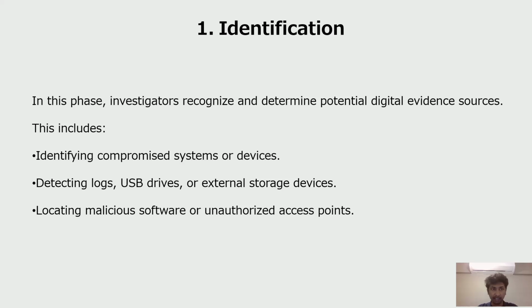First phase is identification. In this phase, investigators recognize and determine potential data evidence sources. This includes identifying compromised systems or devices, detecting logs, USB drives, or external storage devices, locating malicious software or unauthorized access points. In a real-world example, a multinational corporation detects unauthorized access to its internal database, resulting in sensitive customer data being leaked. Security analysts identify a compromised workstation used by an employee whose credentials were stolen through a phishing attack.